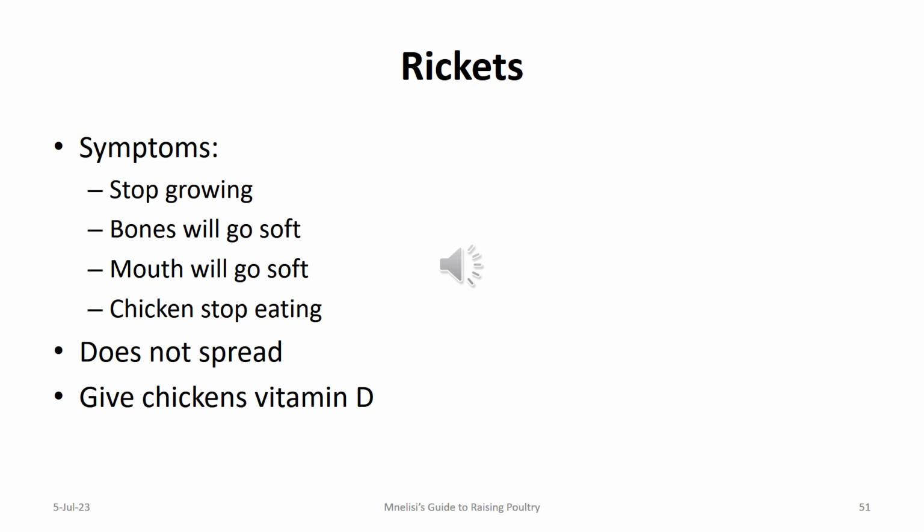Rickets. This disease is a result of a lack of vitamin D. The symptoms are as follows. Chickens will stop growing, bones will go soft, the mouth will go soft, the chicken will stop eating. This disease does not spread. What you need to do is give your chickens vitamin D.